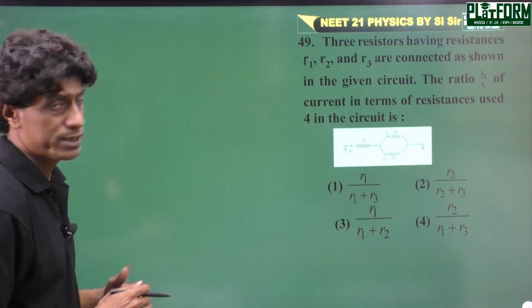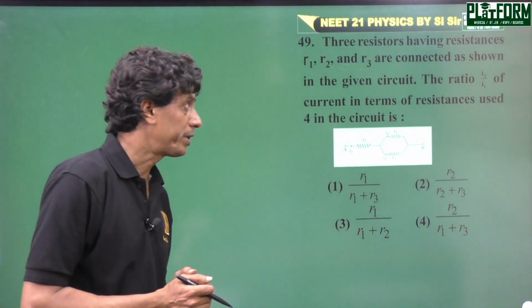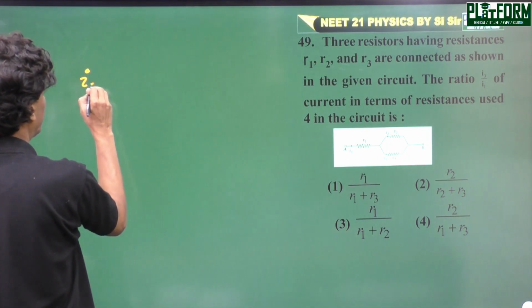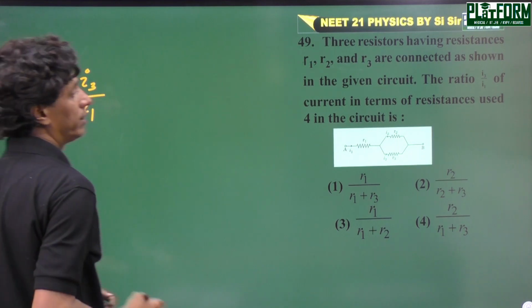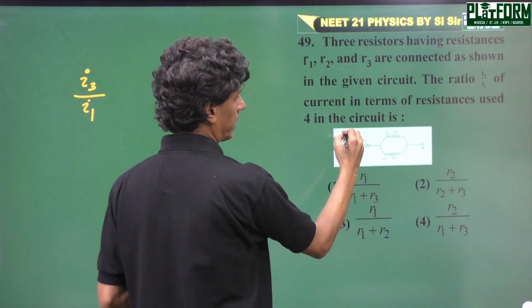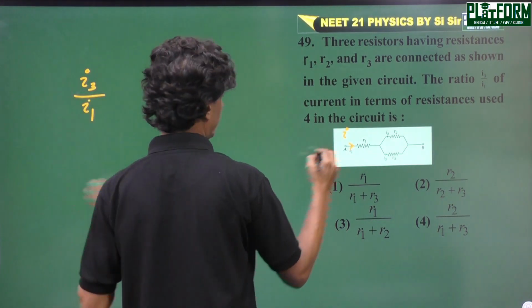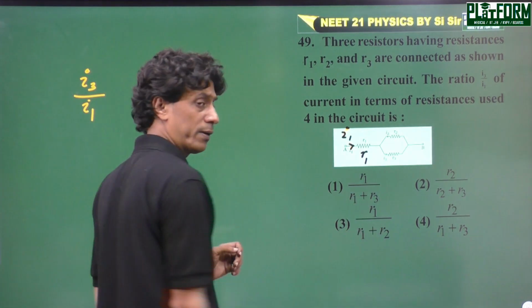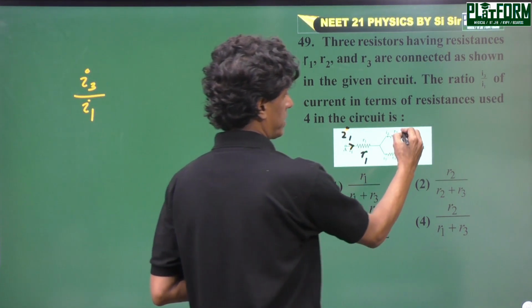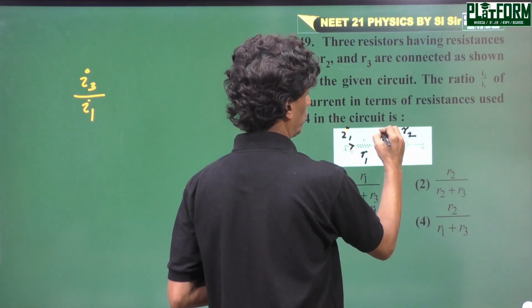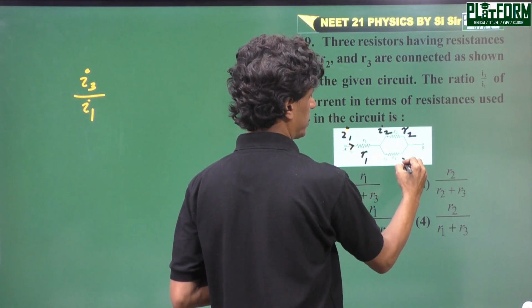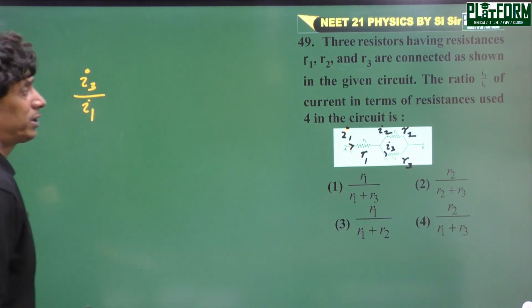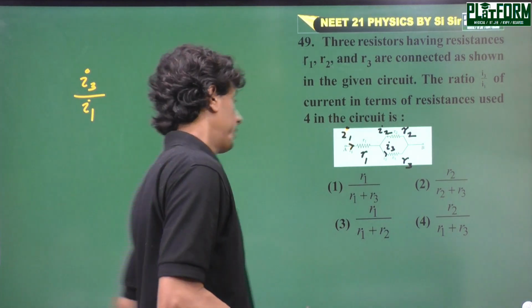3 resistors having resistance R1, R2, R3 are connected as shown in the given circuit. The ratio of I3 and I1. We have to find out here I3 by I1. I3 is the current through R3, I1 is the current through this, and the resistance of this is R1. Resistance of the upper branch is R2, current through this is I2, and resistance R3, current through this is I3. Okay, we have to find out the ratio of I3 and I1.